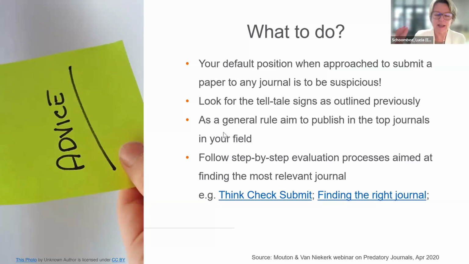So you don't start with getting a name and looking at that. You start off with the guidance provided by Think, Check, and Submit, for example, and the type of checks, the type of steps that you go through in terms of identifying a journal in which to publish.